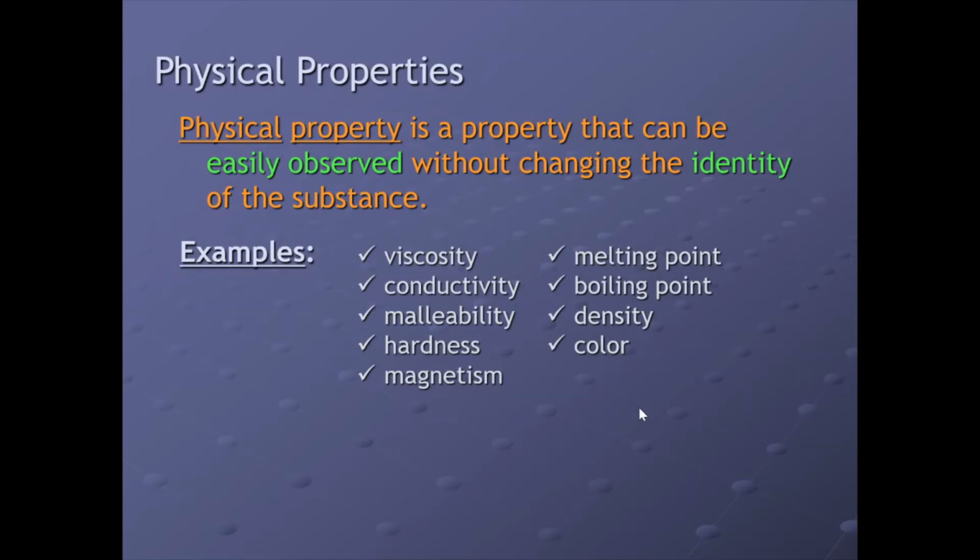And so, physical properties, again, we saw a few examples earlier, but let's see a few more. A physical property is a property that can be easily observed, right? But you're not really changing the identity of the substance. It's just an observation that you're making, again, with your senses. So viscosity is just how thick a liquid is. Conductivity is whether it can soak up electricity and heat and pass it through, kind of like metal, right? Malleability is how you can bend or shape or mold something. And then hardness, whether something is magnetic, melting point, boiling point, density, color, all of these are examples of physical properties.